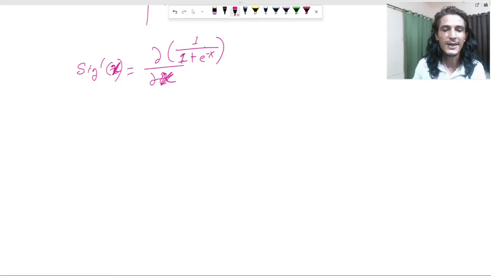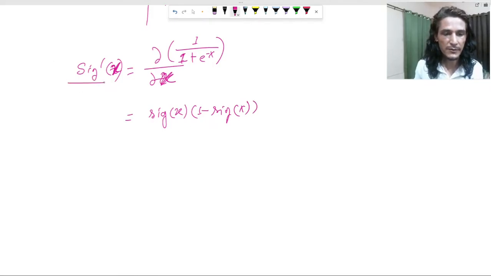Now that derivative, a class 12 student will be a good candidate who will be able to do it very quickly. You have to follow some standard rules there. If you follow the standard rules, then at the end this derivative will turn out to be something very interesting. That interesting thing is it will turn out to be sigmoid of x multiplied by 1 minus sigmoid of x. That will be the derivative of the sigmoid function.